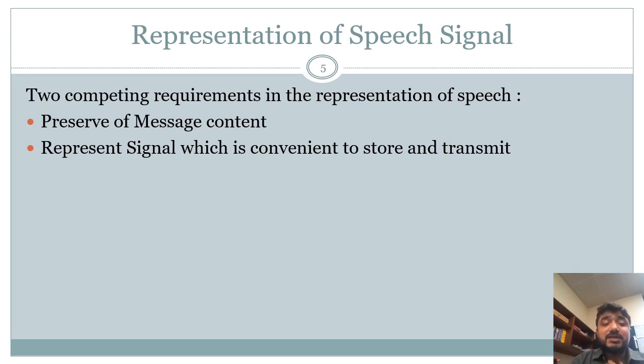The first requirement is that we want to preserve the message content as much as possible. So we want to preserve it in as real, as natural a way as possible.